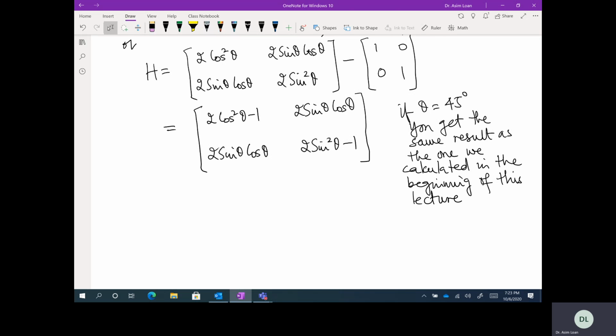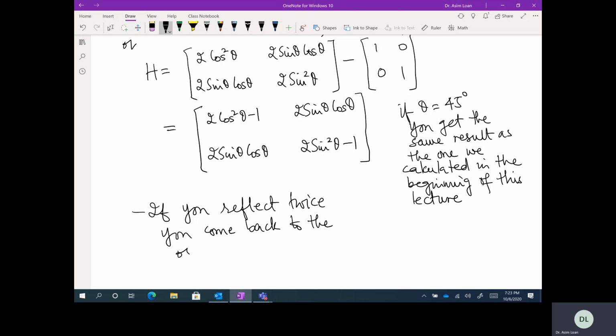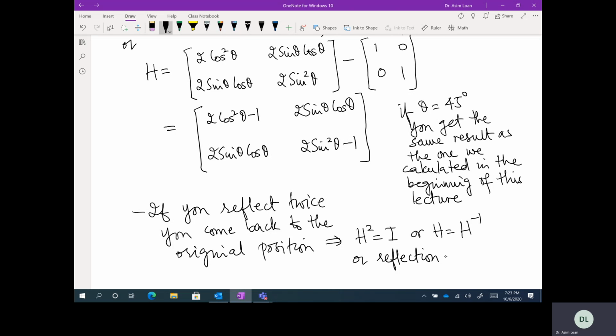And if you reflect twice, you come back to the original position. This implies H squared is equal to I, so reflection is its own inverse.